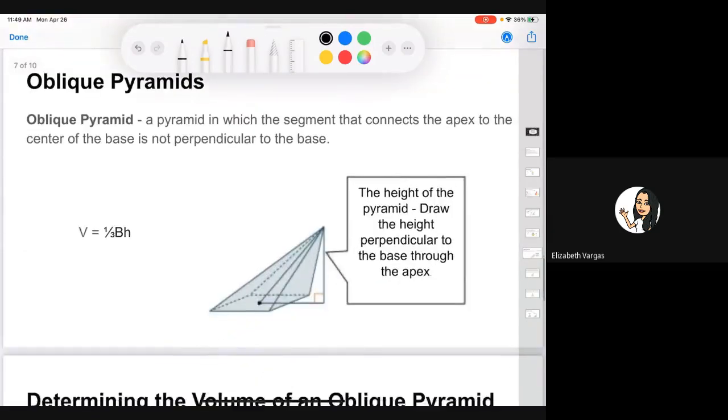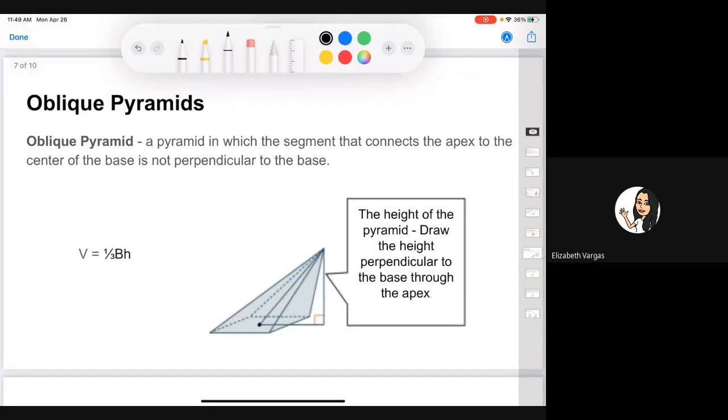Okay. What about oblique pyramids? Like before we had oblique prisms, we also have oblique pyramids. An oblique pyramid is a pyramid in which the segment that connects the apex and the center of the base is not perpendicular. And so that means that whenever we're using the height, what we're going to use is this height right here.